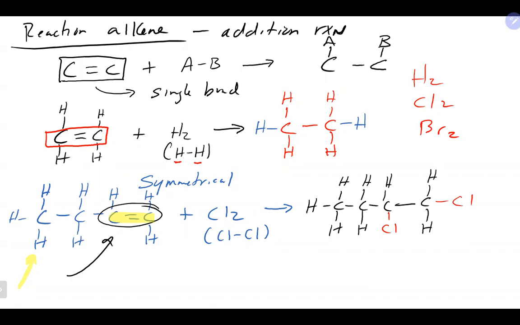Now, we can add something that's unsymmetrical, which means we're actually going to add 2 different things as opposed to 2 of the same things. And those work a little bit different. So let us take a look at that here and see how those work. So let's say we were going to add to this guy here. We're going to add water. When we add water in this case, water is thought of as being H and OH. So that's basically what we think of adding water is H and OH.